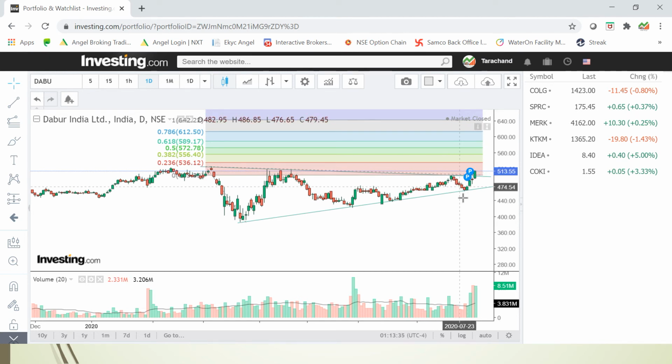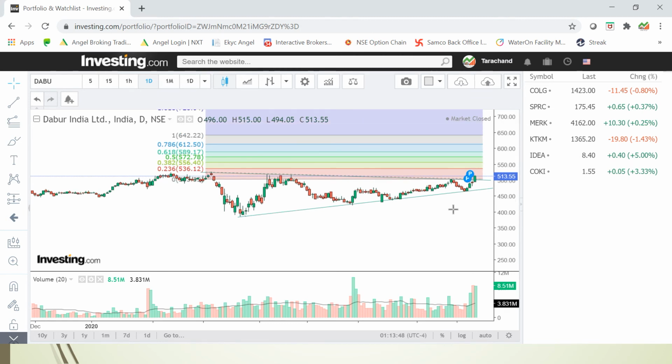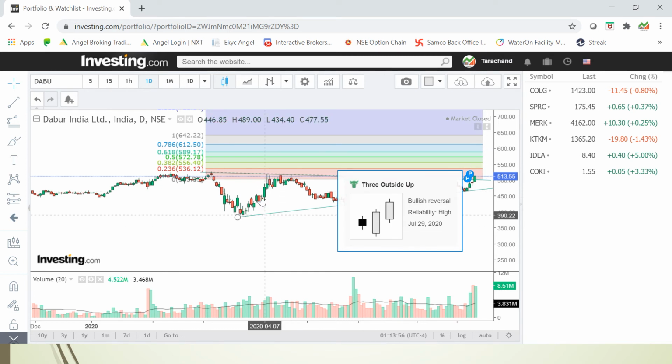Now my main pattern based target will be almost the 100% retracement level. That will be how much? 642 for Dabur. Okay, so 642 to 650 you can round off. Around there your 100% target of this triangle pattern is.